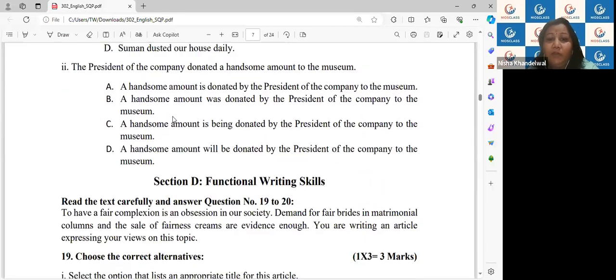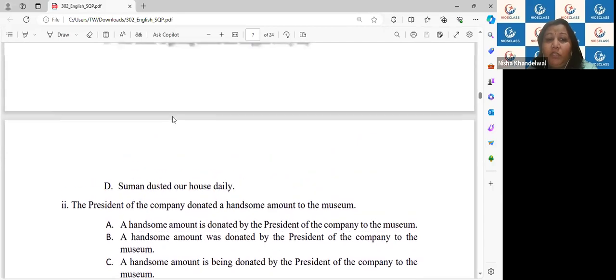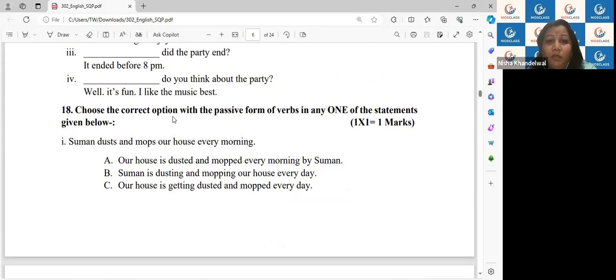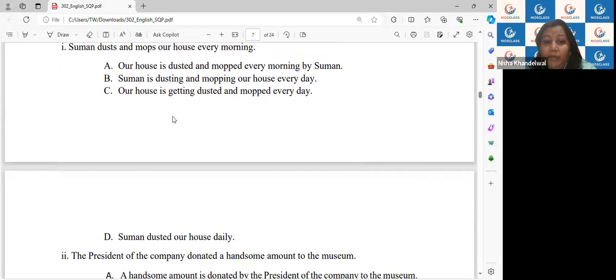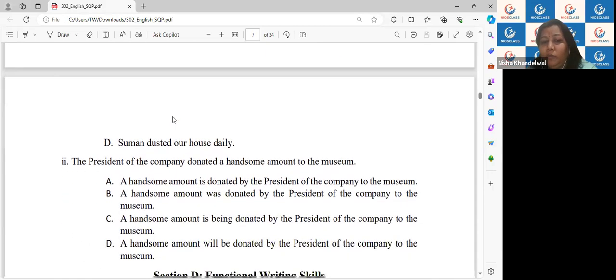Now this is passive voice only. You need to check. Okay, Suman dusts and mops our house every morning. So then which one would be correct? Our house is dusted and mopped every morning by Suman. Suman is dusting and mopping our house every day. Our house is getting dusted and mopped every day. It would be the first option.